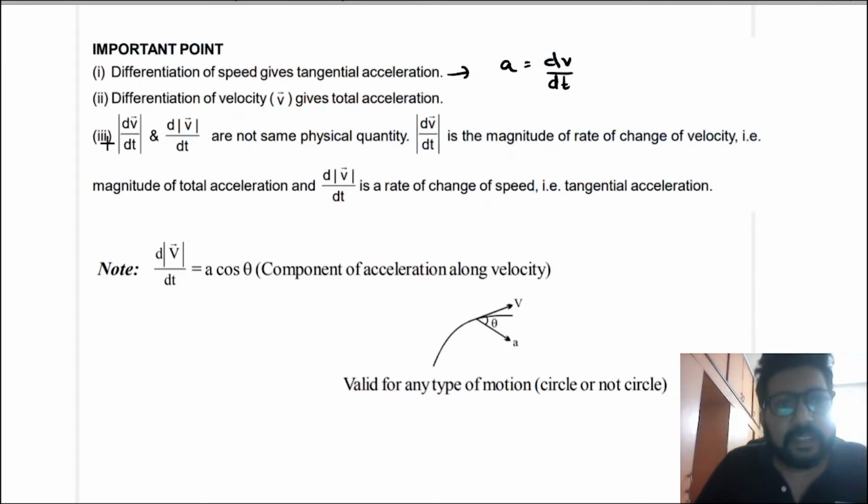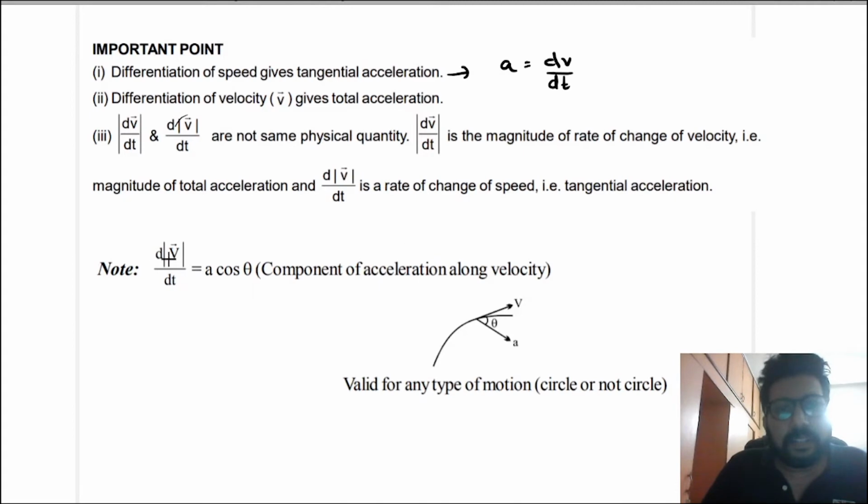So the next important point is rate of change. This is the magnitude of total acceleration, and this is the magnitude of tangential acceleration. They are not the same. The magnitude of dv by dt is the magnitude of the rate of change of velocity, that is the magnitude of total acceleration, and this is the rate of change of speed, that is the tangential acceleration.